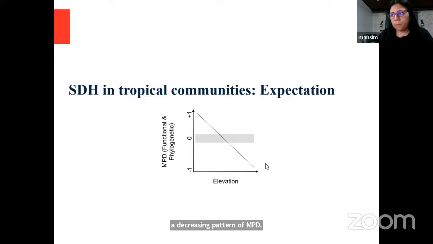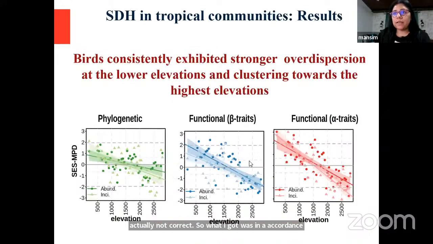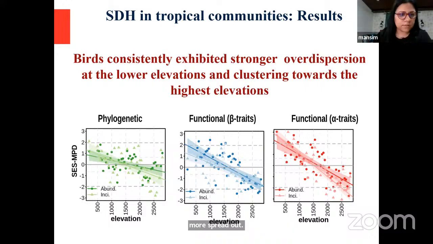And what I actually got was a decreasing pattern. Sorry, that actually was not correct. So what I got was in accordance with my hypothesis. I saw that my MPD, whether I measure it with phylogenetic data, or with functional beta traits, that is my traits related to environment, or with functional alpha traits, they all give me very similar patterns: my dispersion decreases with elevation, or my divergence decreases with elevation. Which actually means that the communities at higher elevations exhibit a constrained, smaller set of traits or phylogenies, and the communities at lower elevations are more spread out, right? So this actually is in accordance with the stress dominance hypothesis.